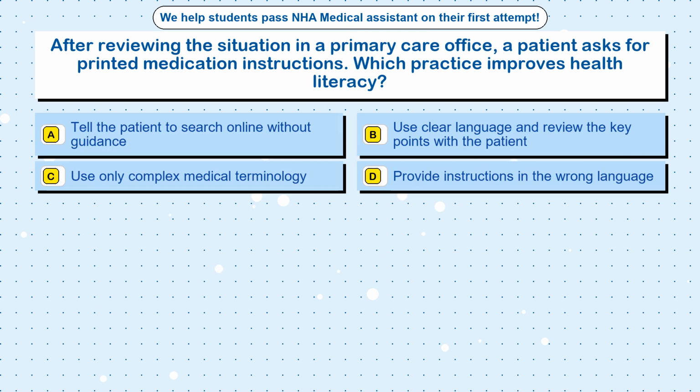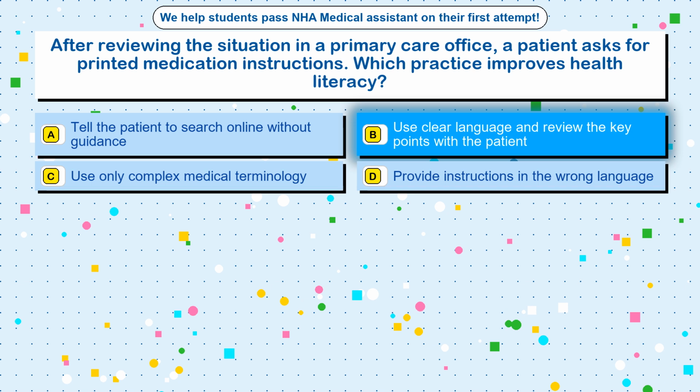Question 98. After reviewing the situation in a primary care office, a patient asks for printed medication instructions. Which practice improves health literacy? Option A. Tell the patient to search online without guidance. Option B. Use clear language and review the key points with the patient. Option C. Use only complex medical terminology. Option D. Provide instructions in the wrong language.